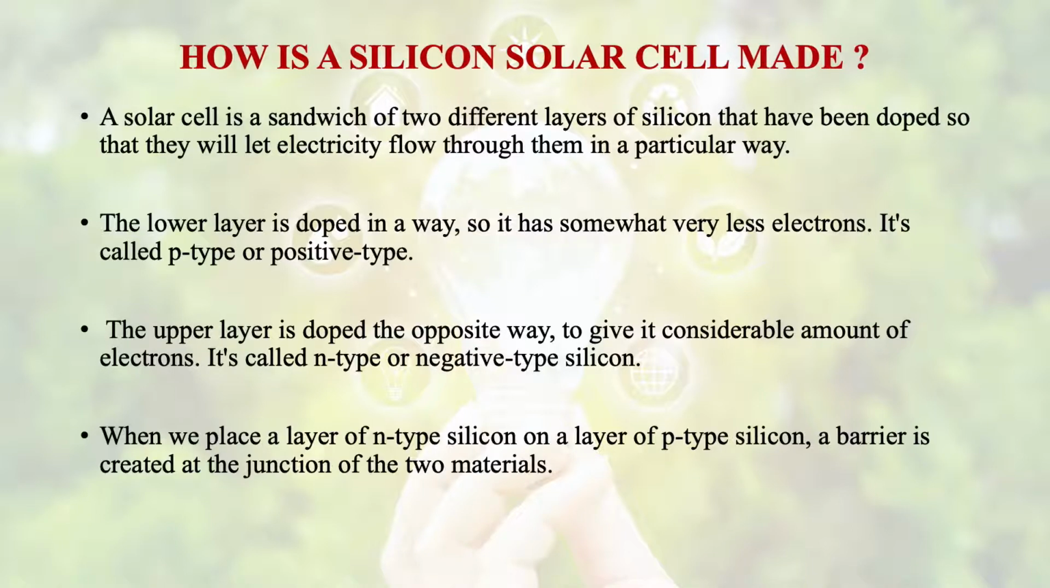So when we place a layer of n-type silicon on a layer of p-type silicon, a barrier is created at the junction of the two materials, between the p and n layer of silicon. Just like a p-n junction diode, you know, the p-type and n-type semiconductors are placed over each other. Then you can see here that the junction is formed. So just like that, a solar cell also.